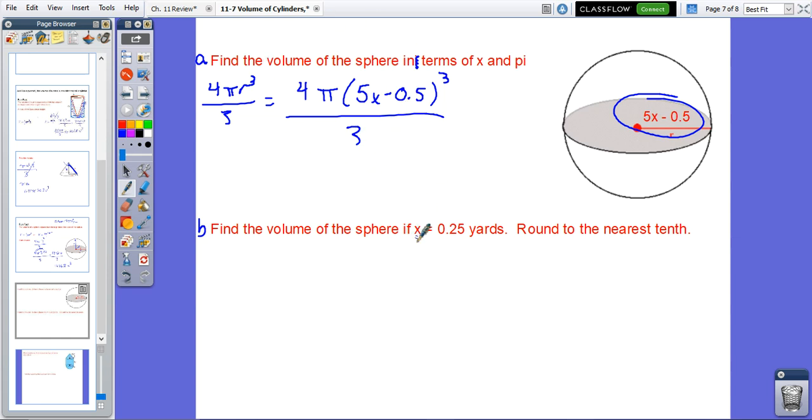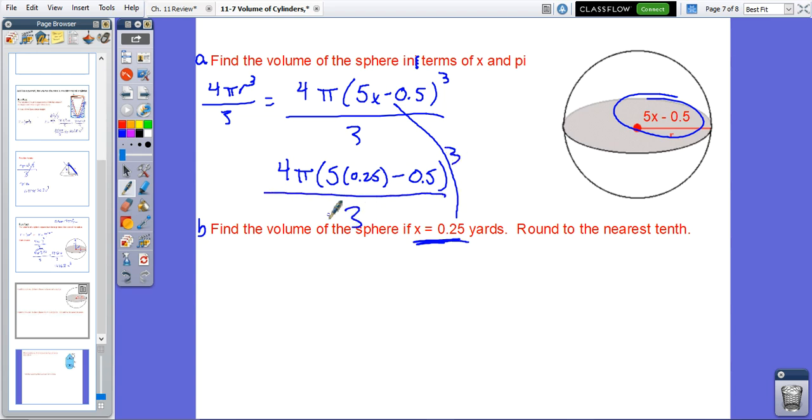We're good. Now, part B, I want you to actually go ahead and find the volume, knowing that the value of x is 0.25. So I'm going to substitute that in there. So we'll have 4 pi, parentheses 5 times 0.25 minus 0.5, and that's all cubed over 3. So 5 times 0.25 gives us 1.25, and then we subtract those. So in the parentheses, we got 4 pi, parentheses 0.75 cubed, all over 3.